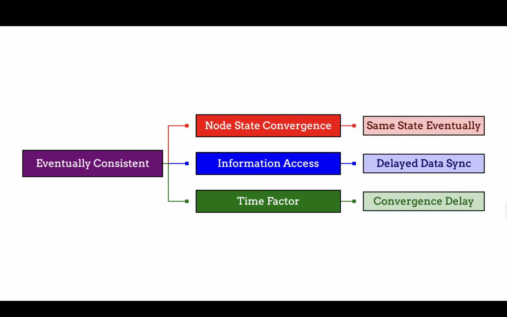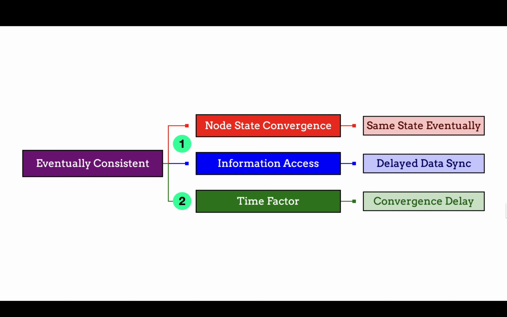Eventually consistent. One, this property ensures that all nodes in the distributed data store will eventually converge to the same state, even if they do not have immediate access to the same information. Two, this means that it may take some time for all nodes to have the same data, but eventually, they will.